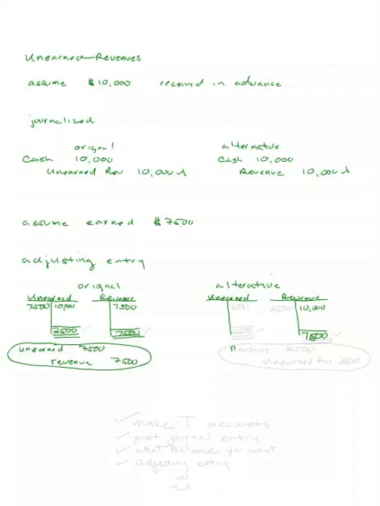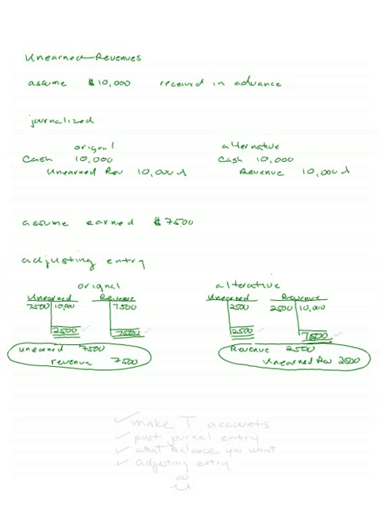Well, I need to debit revenue for $2,500 to drop it down to $7,500, and that must mean I need to set up the unearned revenue in the same amount. So let's go ahead and post that entry and see if it works. Debit revenue and credit unearned revenue. That leaves me with $2,500 in my unearned account and takes my $10,000 down to $7,500 in my earned account. This is the adjusting entry if I've used the alternative approach.